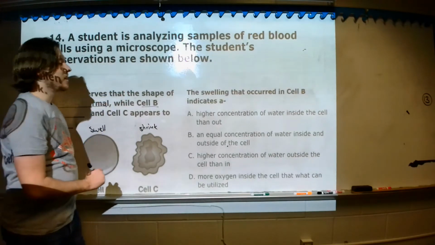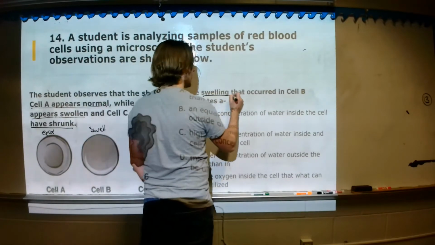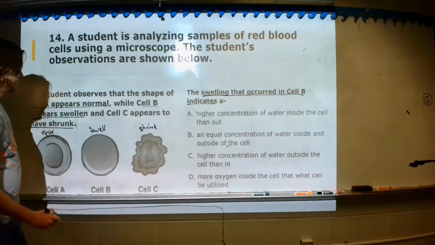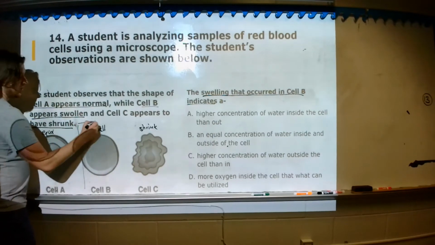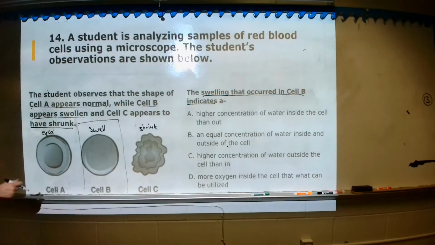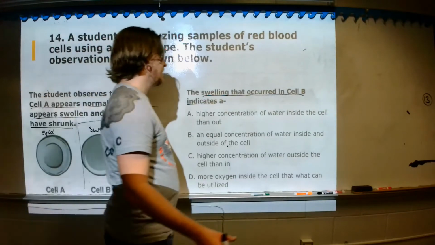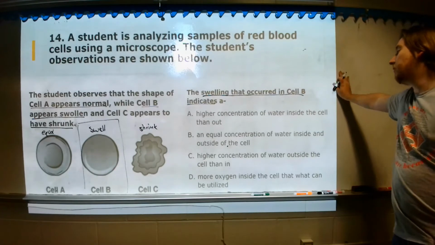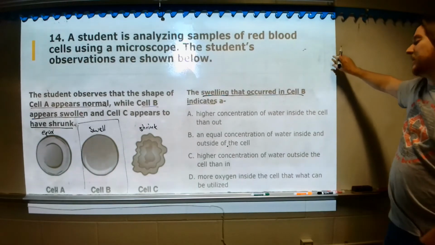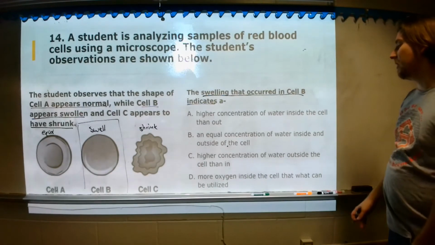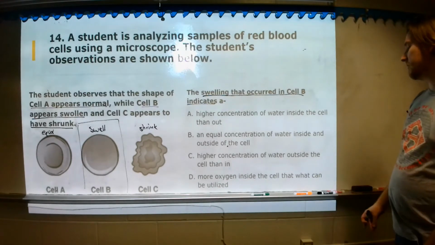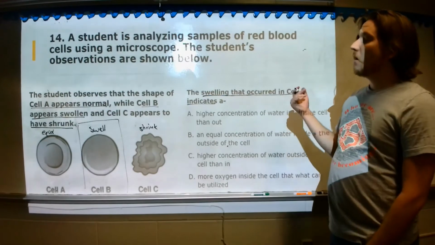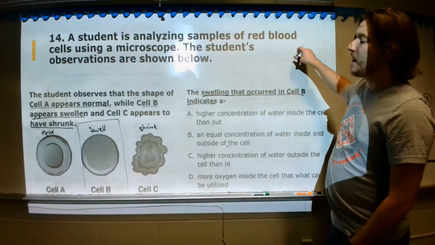The question says the swelling that occurred in cell B indicates that, so I'm looking at cell B. There's a lot that cell B could indicate, so let's go through the answer choices just to see what they're looking for. A says higher concentration of water inside the cell than out. B says an equal concentration of water inside the cell and outside. C says higher concentration of water outside the cell than in. So they're looking for whether the water is higher on the outside or inside.